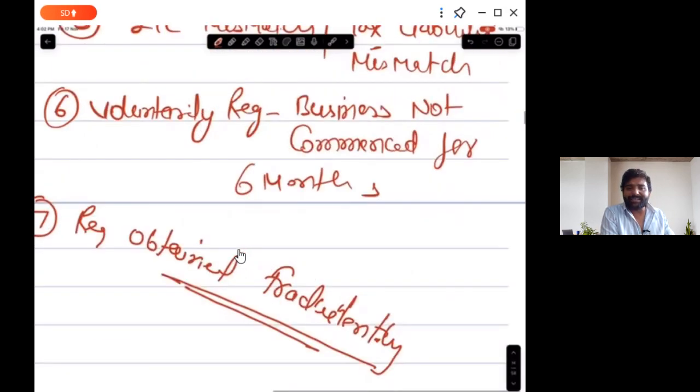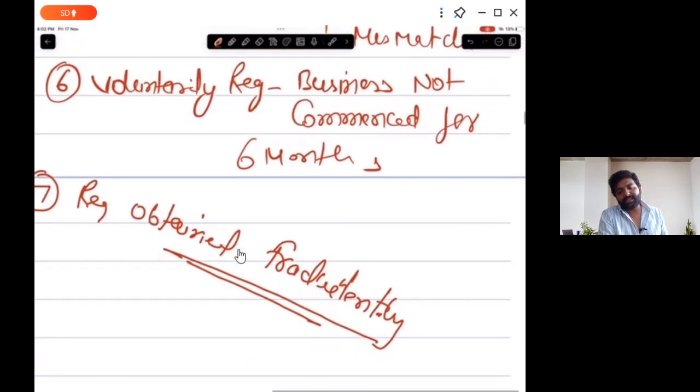Next, if I am voluntarily registered and I am not starting the business within 6 months. The last one is interesting. When the registration is obtained through fraud, I have used forged documents to get myself registered, or I have misstated information to get myself registered, then the department will cancel my GST. So these are the reasons when the department will cancel my GST.